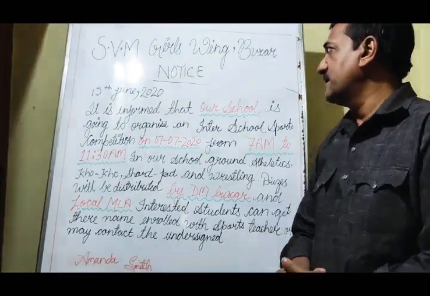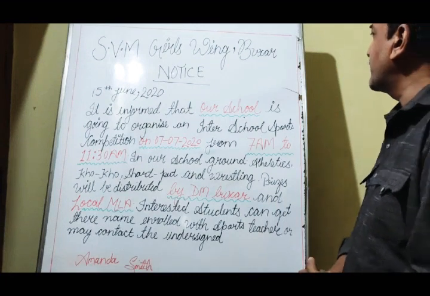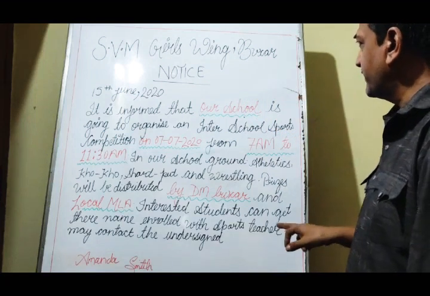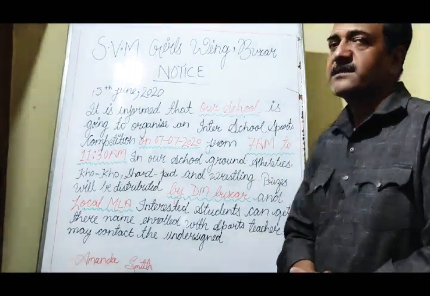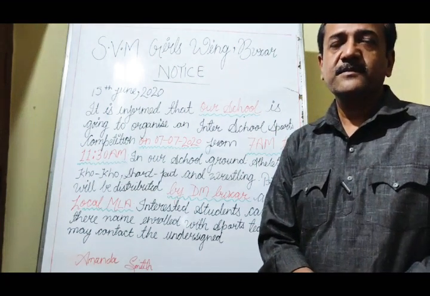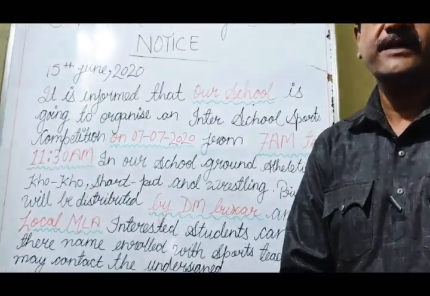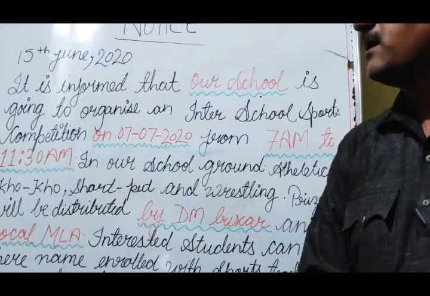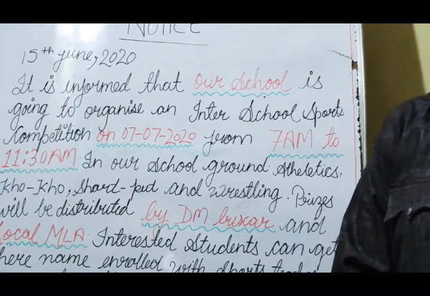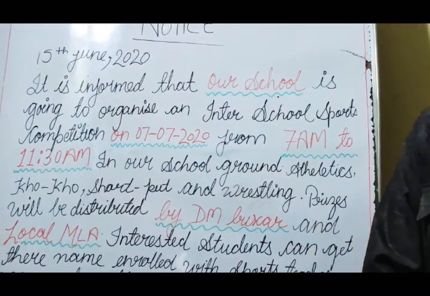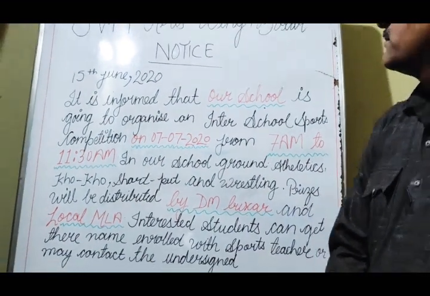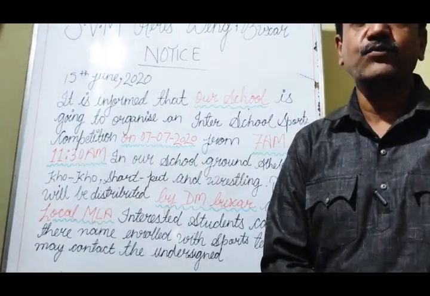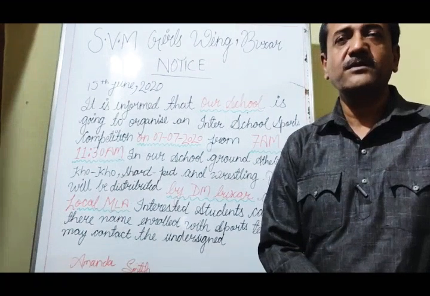So let's see this. Usually we can start in 2-3 manners, but one example is written here. You can see it is informed that. That means सूचित किया जाता है. It is informed that. One more thing you have to notice about the notice, you have to be very careful. The notices have to be written in the 3rd person form, and we do not use I and you words. I and you words are not used.